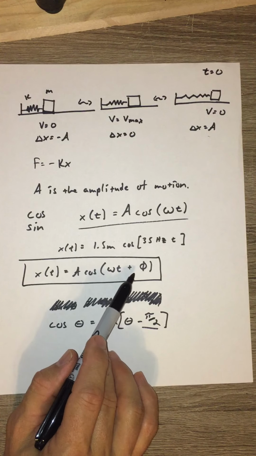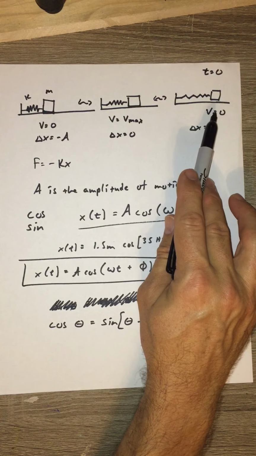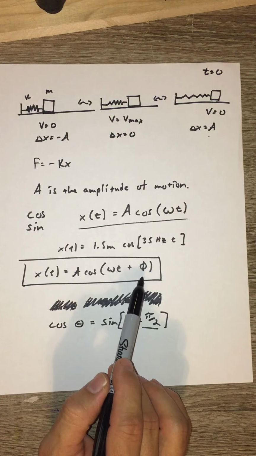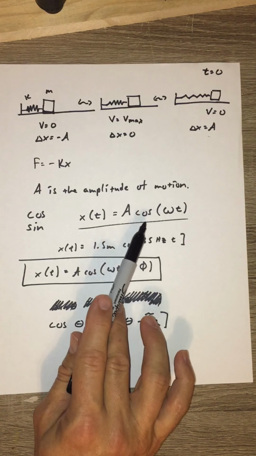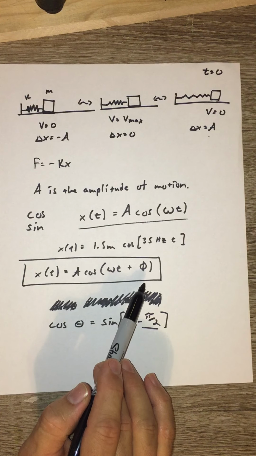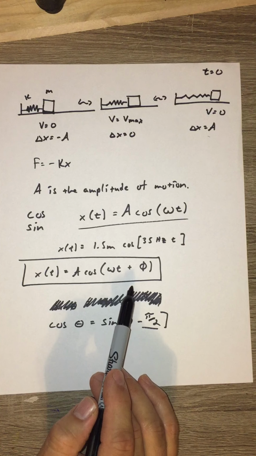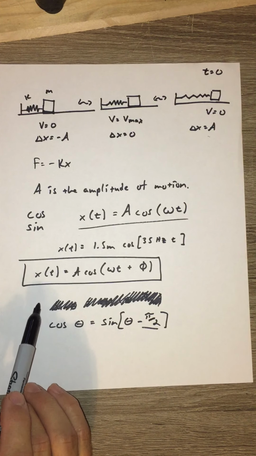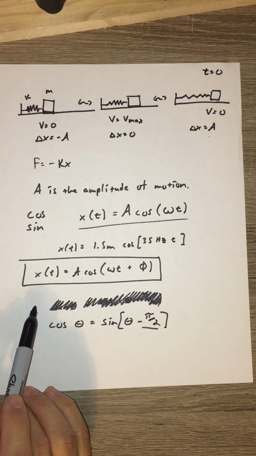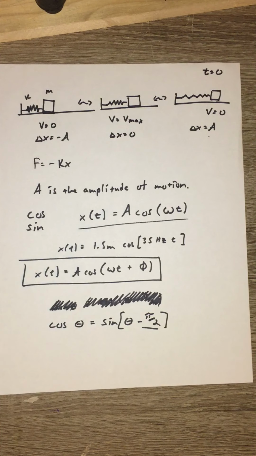Very often phi is 0. Very often you actually do start it over here. So if that's the case, then you can just throw it away and go back to this one. But this is the most general form. So this is what we're going to stick with: x of t is equal to A cosine omega t plus phi. All right, that is the first equation of motion we've seen.